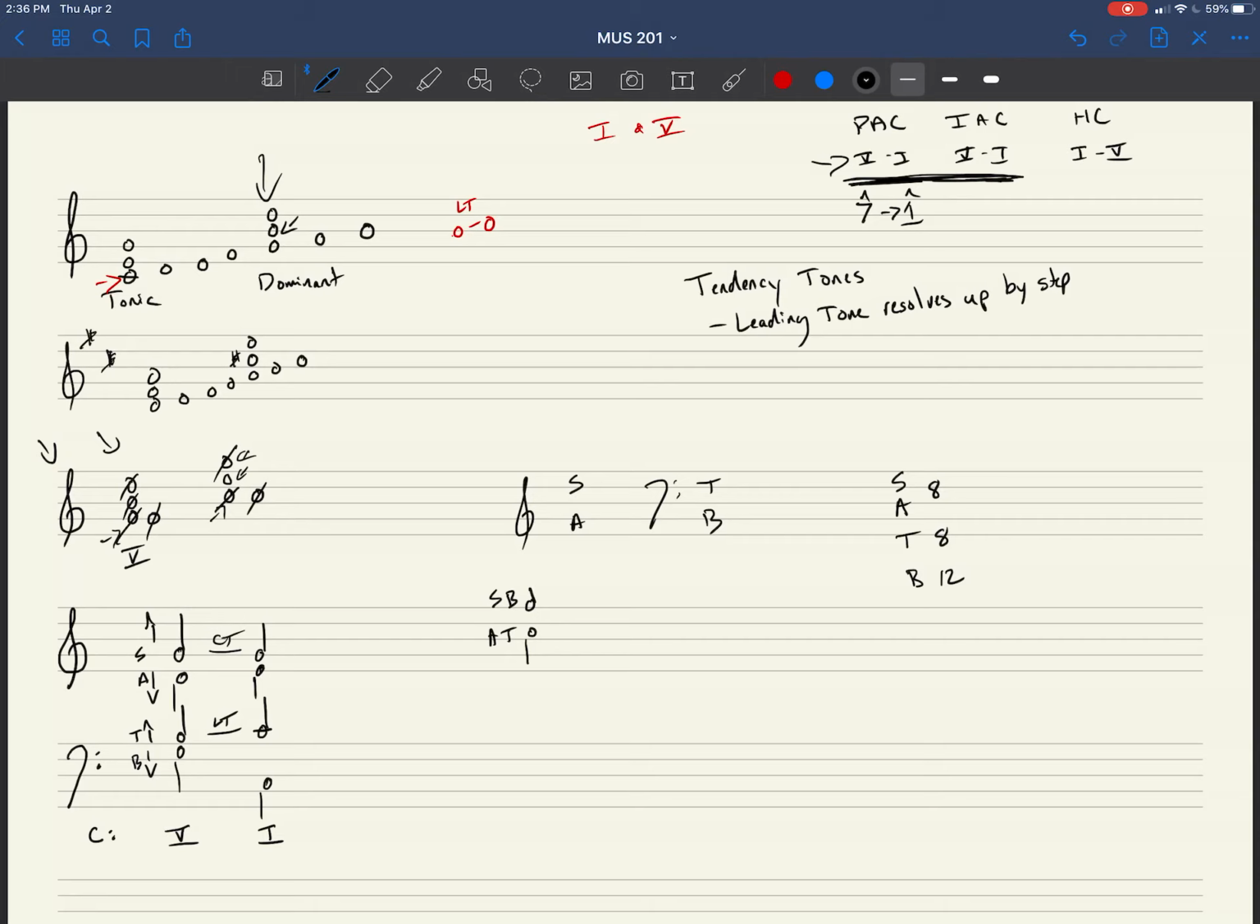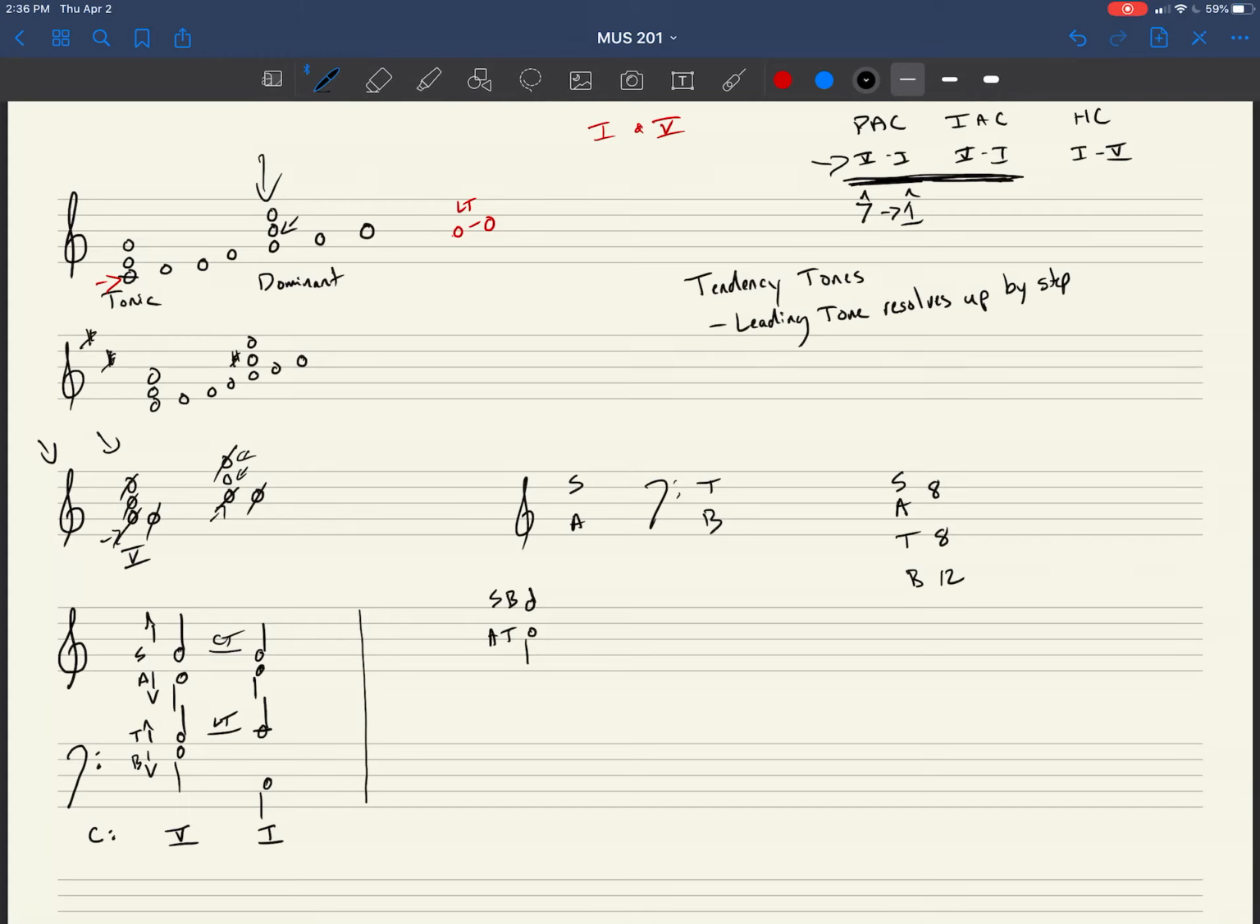So we're talking about intervals here. In this case, I kept everything easily within an octave, and in fact, the tenor and the soprano are also within an octave. So this is a real close position here. So that's how you do it in major.